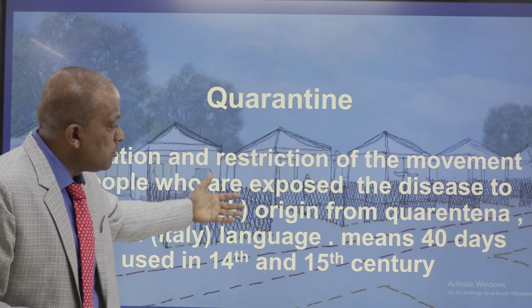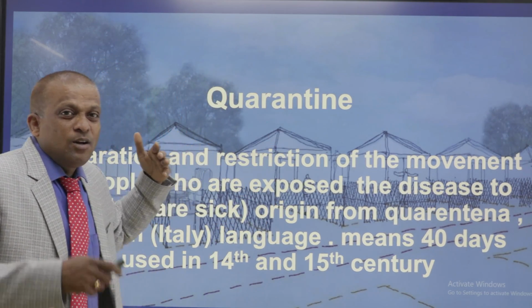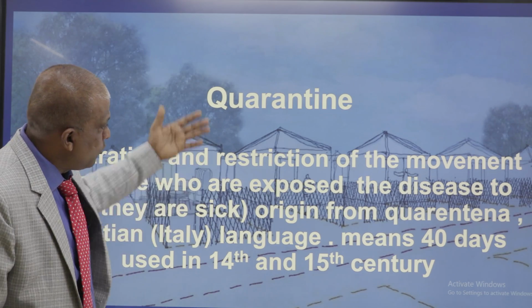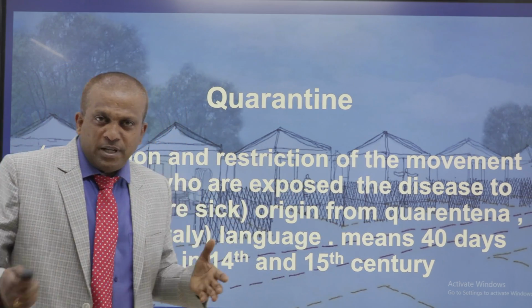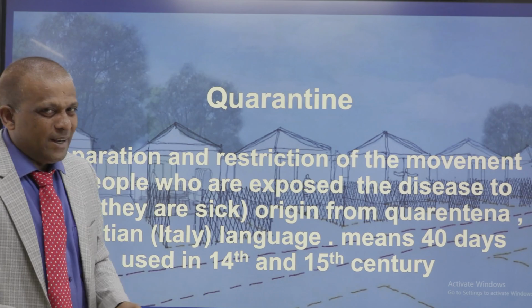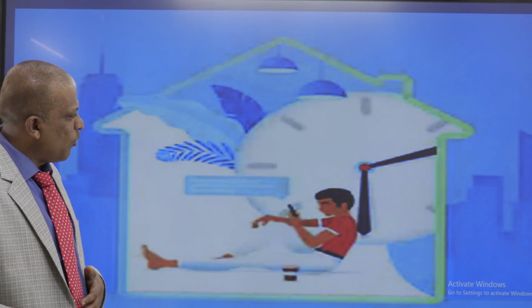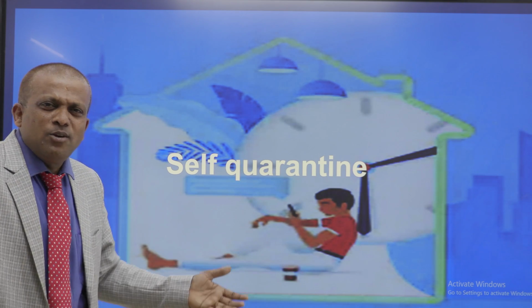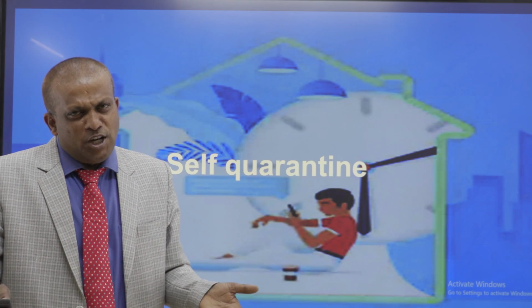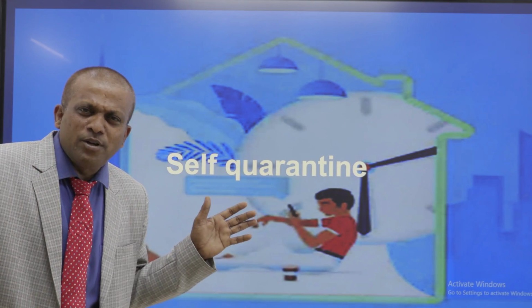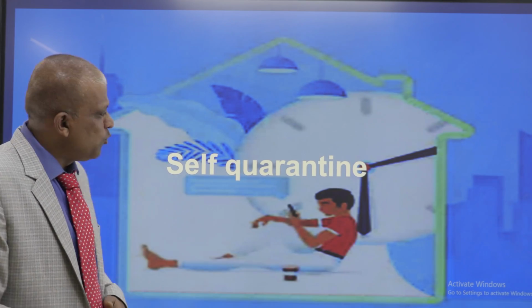So that is how the word quarantine originated. Quarantine means a 40 days period. So, now all are quarantined, right. Next one, self quarantine. We ourselves decide to be quarantined, to stay away from all this spreading of virus.